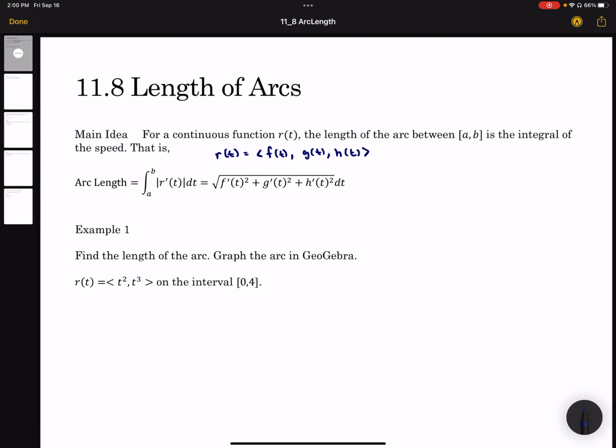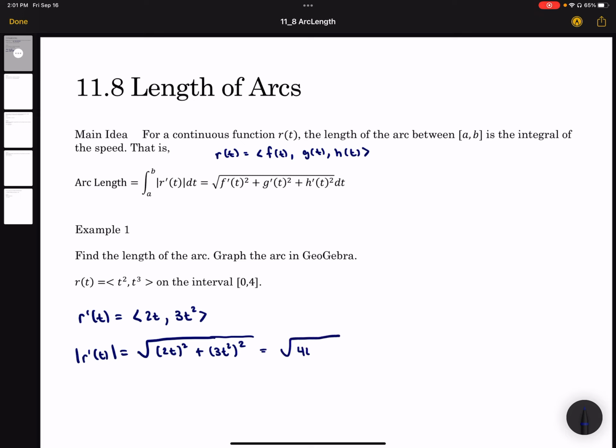So all we need is the derivative to calculate the magnitude of the derivative and see what function we get when we integrate. So r prime, and again, keep good notation. So r prime is going to equal 2t, and the second component has a derivative that is 3t squared. And the magnitude of r prime is going to equal the square root of (2t) squared plus (3t squared) squared. And that's going to give us the square root of 4t squared plus 9t to the fourth.